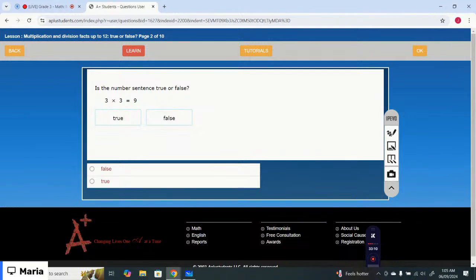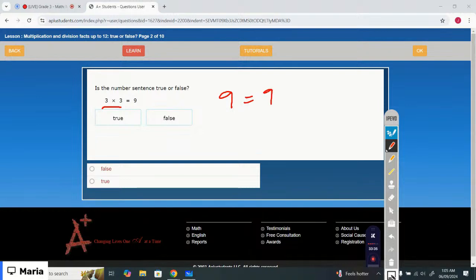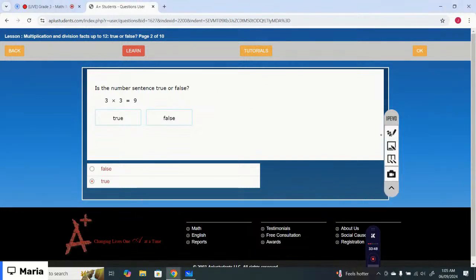Is the number sentence true or false? 3 times 3 equals 9. Is it true or false? So when we do 3 times 3, the correct answer is 9. And on the other side, you already have a 9, right? So 9 is equal to 9. The correct option is true. 3 times 3 equals 9. Yes, true it is. Yes, very good. That is option number 2. The correct option is true.